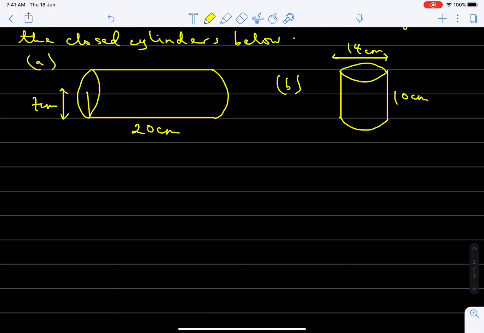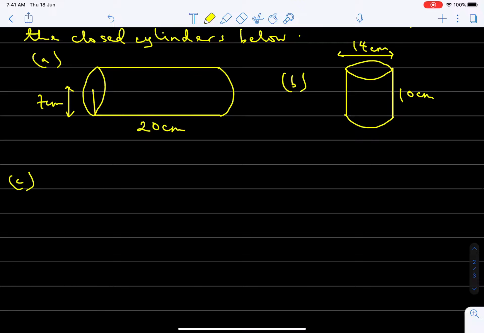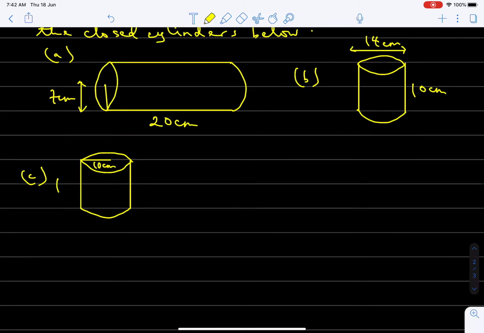We go to another one, C. This is a similar one to B. The radius is 10 centimeters, and so height is also 10 centimeters.